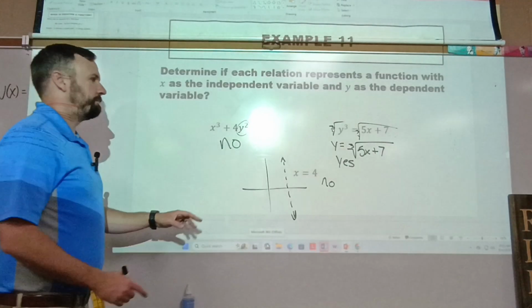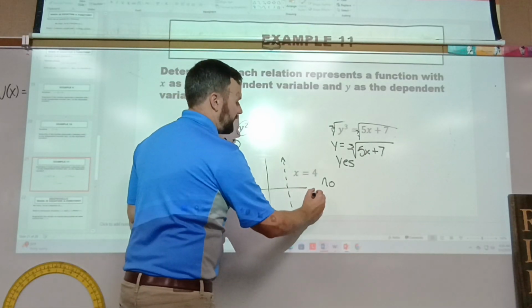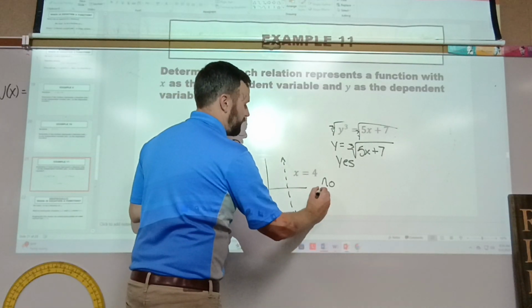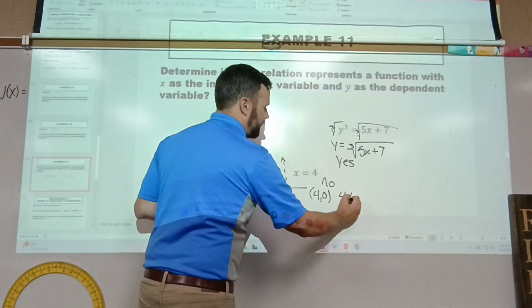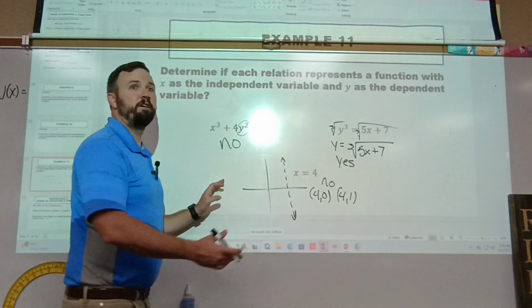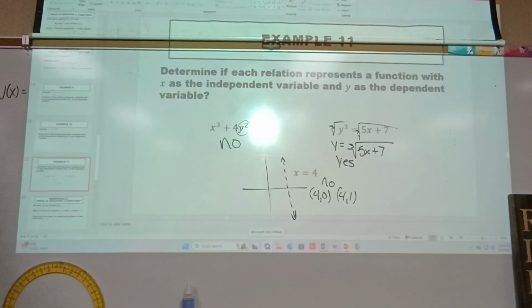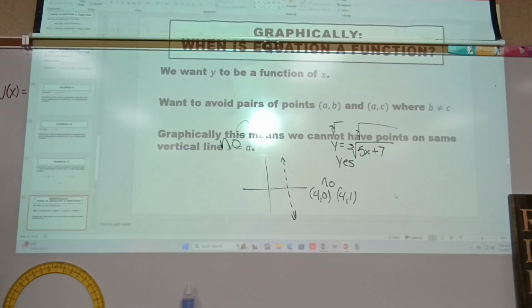This one, there is no y. The other way I could look at it is I have the point 4, 0. I have the point 4, 1. I have the point 4, whatever. I have a bunch of y's going to different points. And that's not good. That's not a function. So the biggest thing is, can you get y by itself? If the answer is no, it's no. I would probably graph these as well and check them, because that's the easiest way.